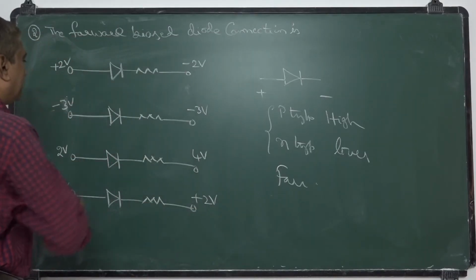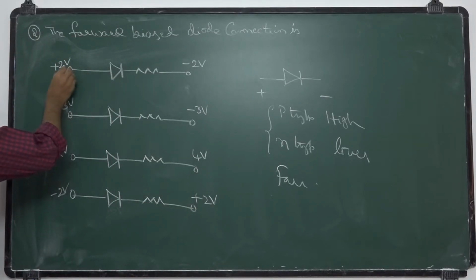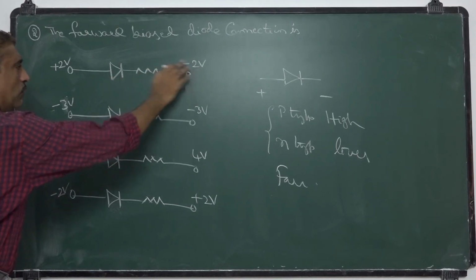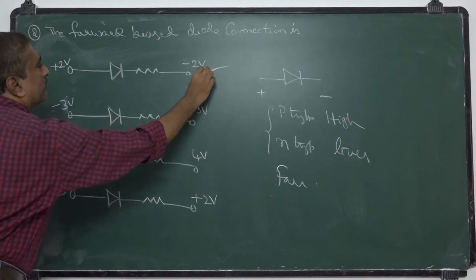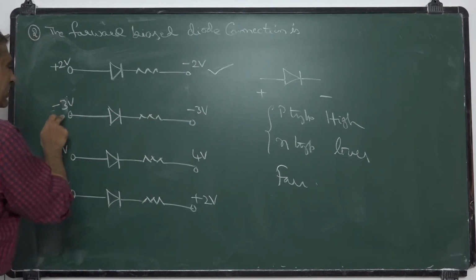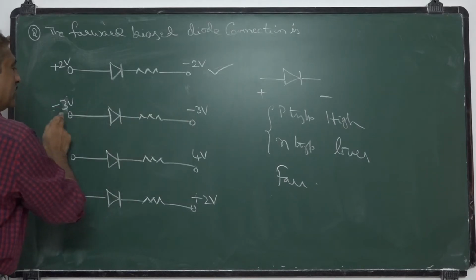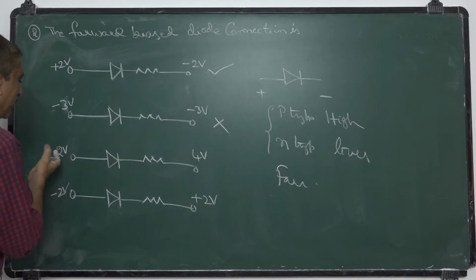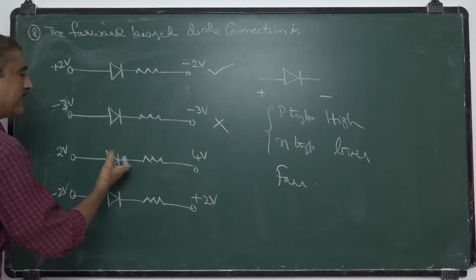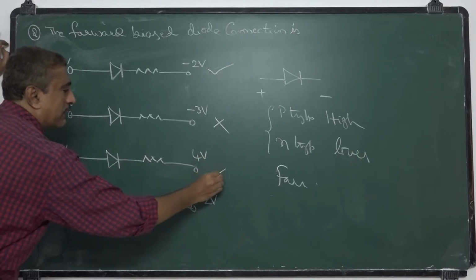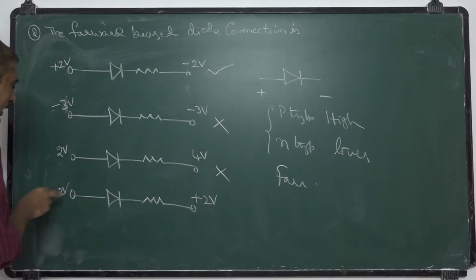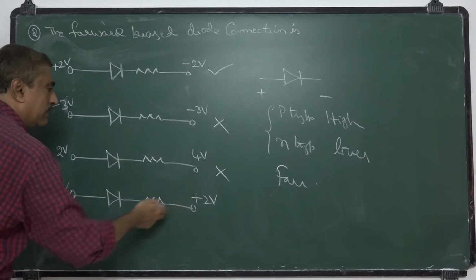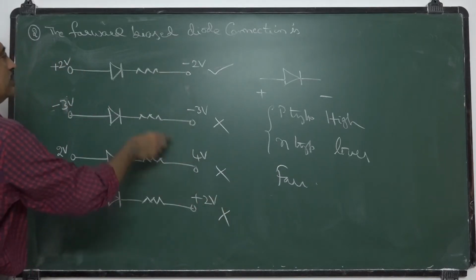So now you see this. This is +2. P type is connected to +2 volt and N type is connected to -2 volts. So this is in forward bias. Now both are at the same potential. So this is nothing biased. And this P type is +2 volt, N type is +4 volt. That means N type is connected to higher potential. So this is reverse bias. So it is not in forward bias. And in this case, P type is connected to minus and N type is connected to plus. So this is also in reverse bias. So the answer for this one is this one.